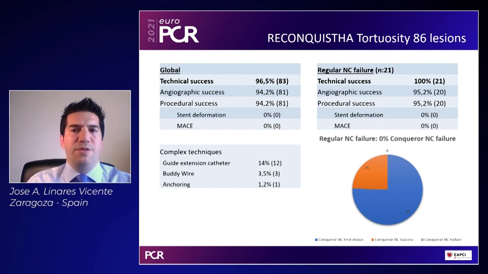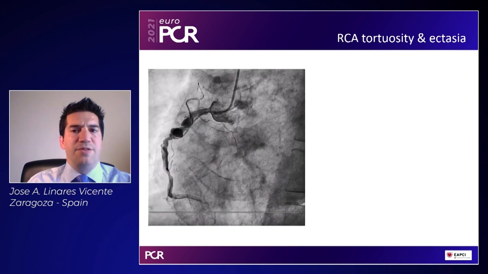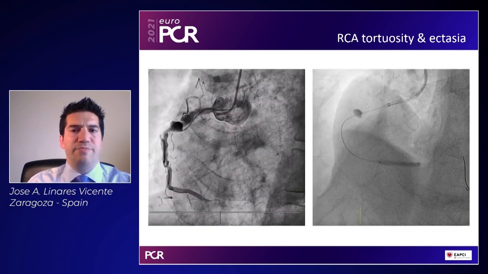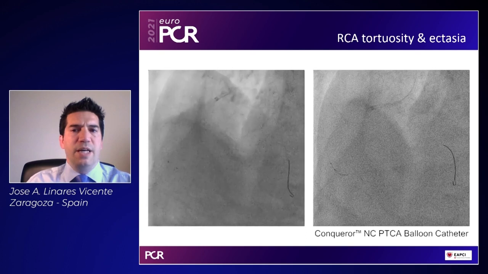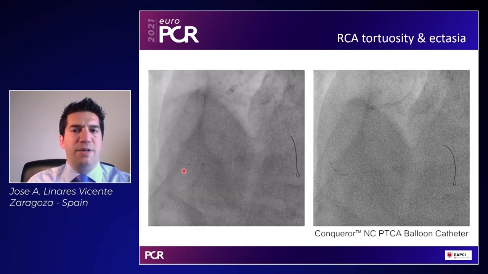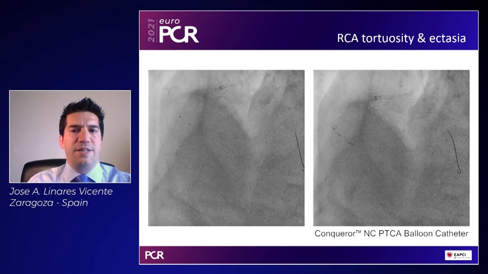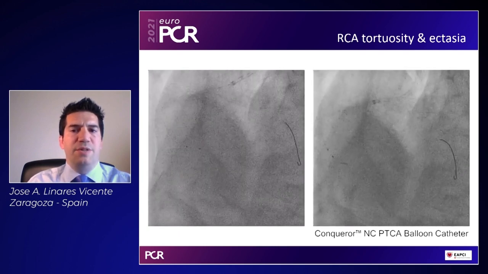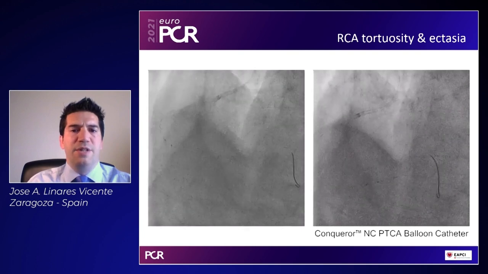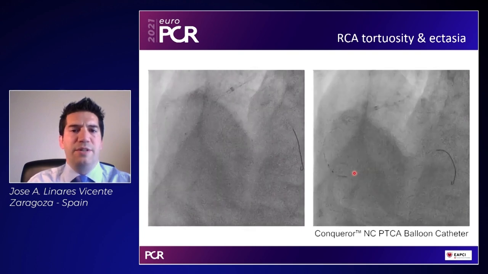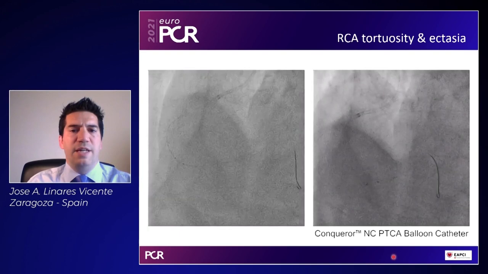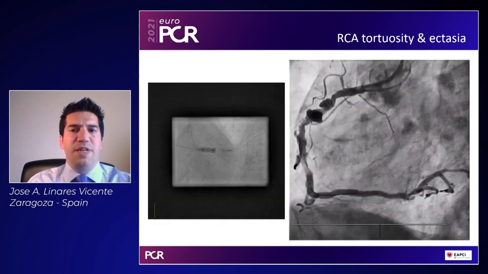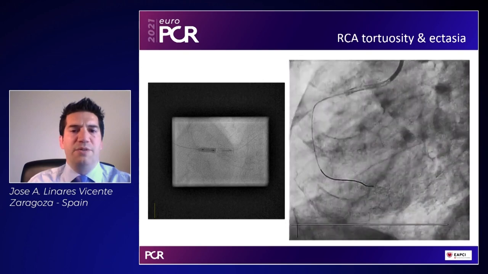Let's start with the angio used at the beginning of my presentation. A stent was deployed at the distal lesion. And as you can see, a regular NC balloon clashed against the stent. Due to proximal ectasia and ulceration, we didn't want to use an extension catheter, so we used the Conqueror that easily advanced into the stent. Right post-dilation and good final result.